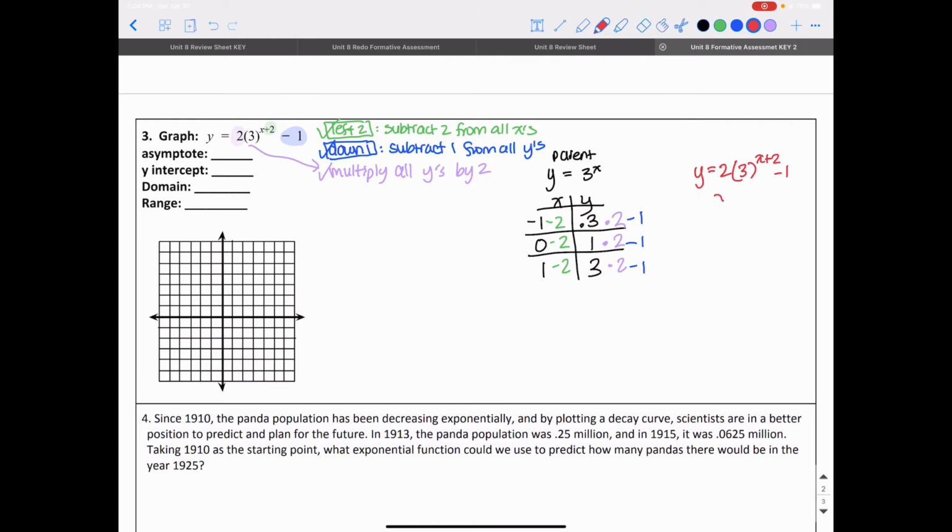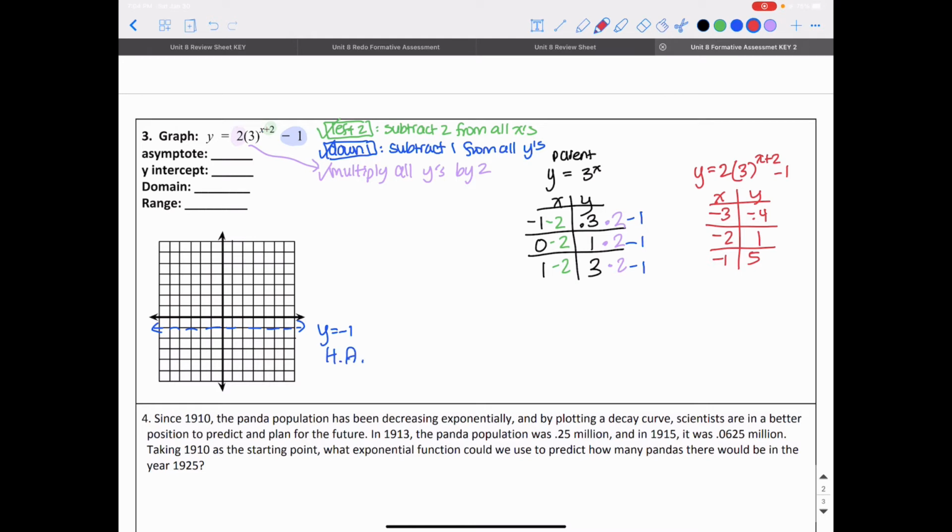And the new points will be -3 and -0.4. I have -2 and 2 minus 1. And the last point is going to be, I have -1 and 5. And before I plot these, my horizontal asymptote, I have a shift of down. I'm moving everything down 1, so it's going to be at y is equal to -1. That's my horizontal asymptote.